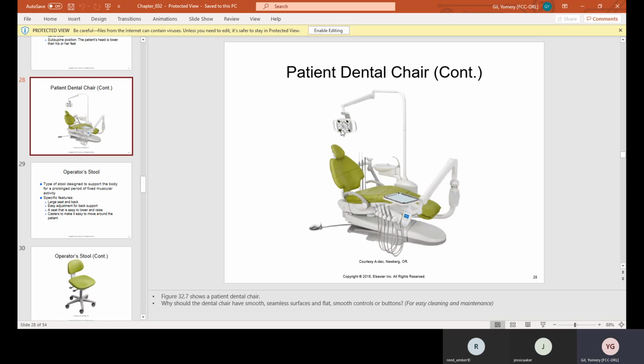This is the overhead light. So this is what you as the assistant will be making sure that you direct correctly, depending on the arch where you're working. Most dental offices now don't have this anymore, but this was the sink where the patient would spit. And this is just the chair, okay? And right now it's at an upright position.